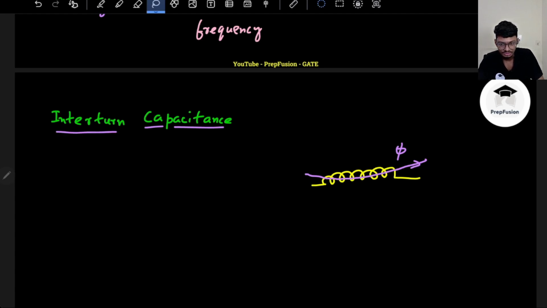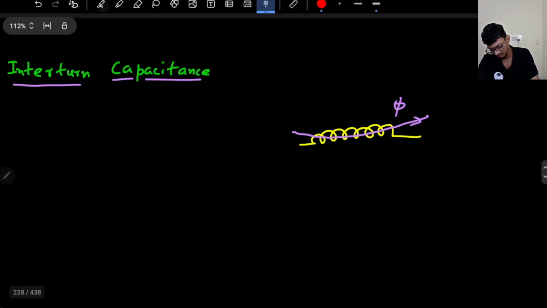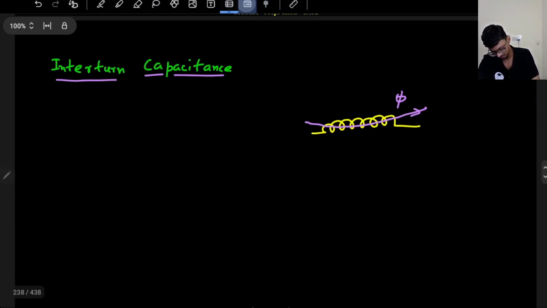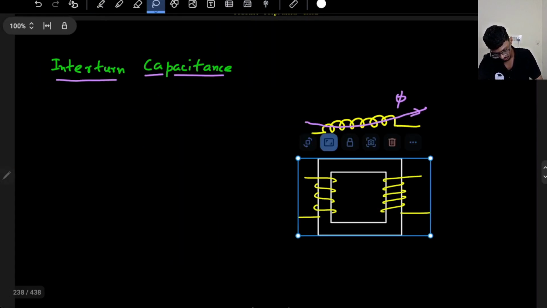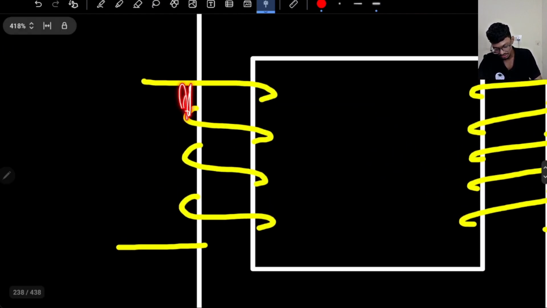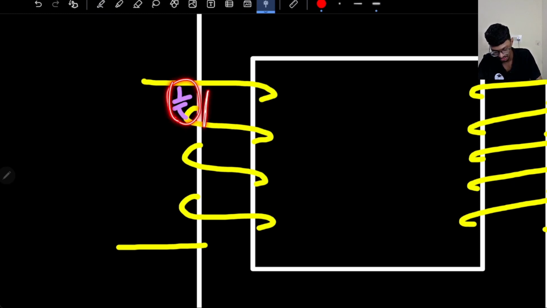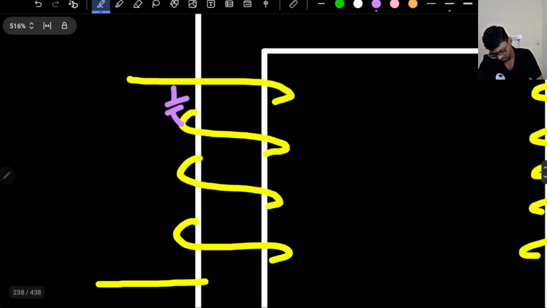What is interturn capacitance? Whenever there are two wires, so here, right, what is happening? The coil is placed like this, right? There is air between these two wires, and air is a dielectric medium. So basically an interturn capacitance will be formed between these two wires. That's why it is called interturn, because between the turns there is a capacitance, because air is a dielectric medium. So all these are like this only.